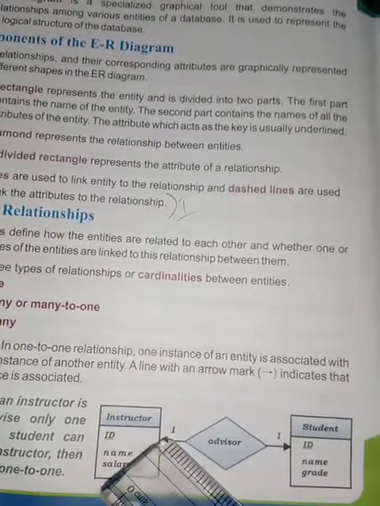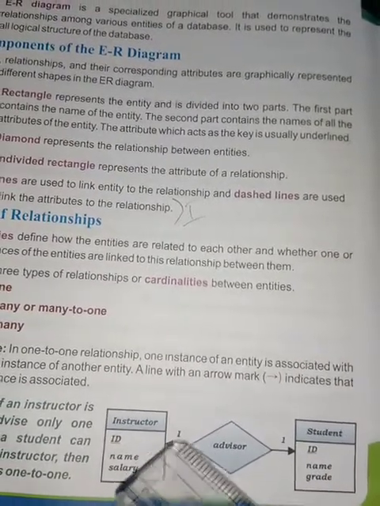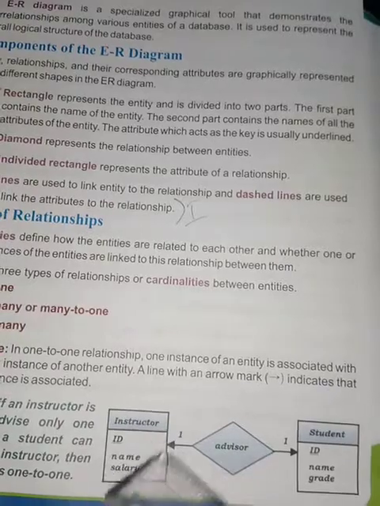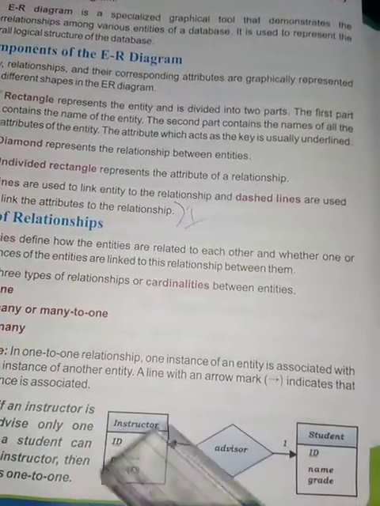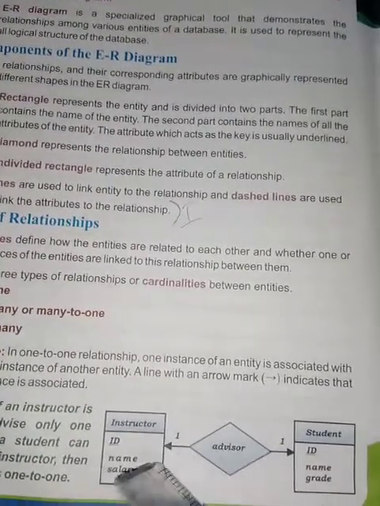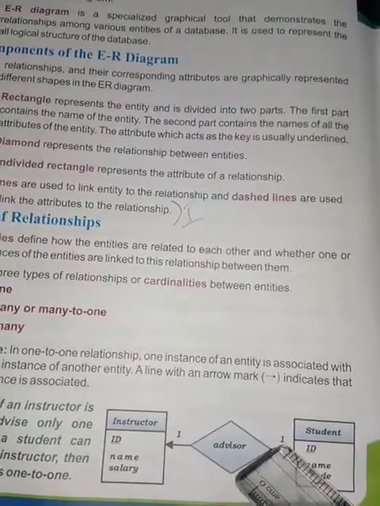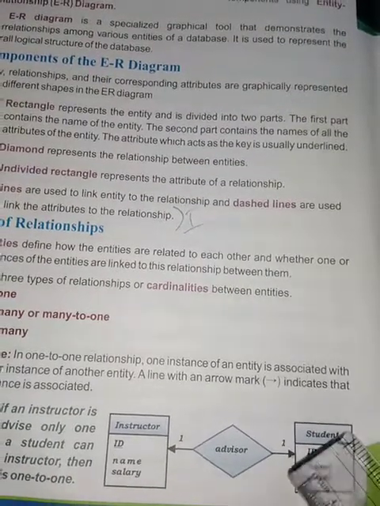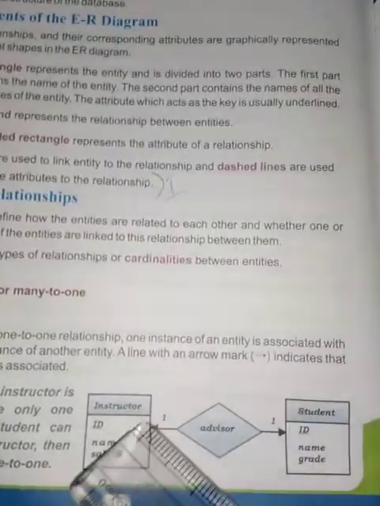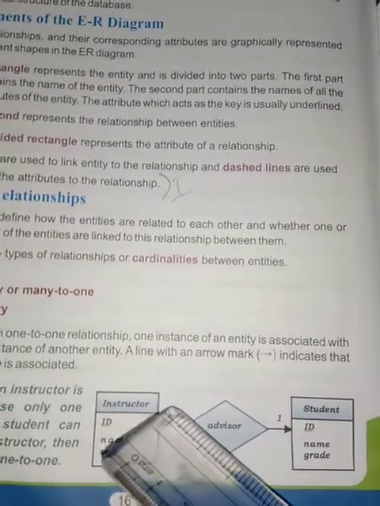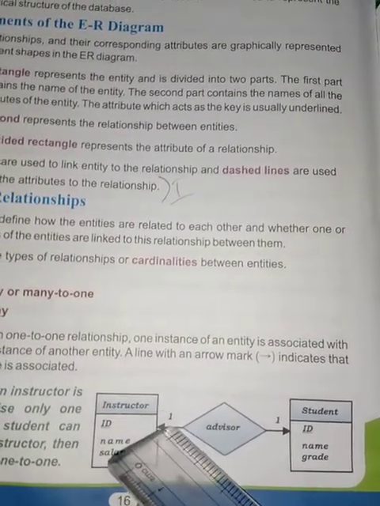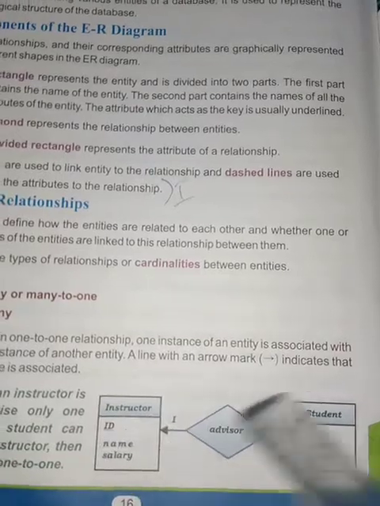This arrow mark, the line with an arrow mark, indicates that this entity is related to only one entity, and this entity is related to only one entity, student. You have to mention the cardinality on the arrow mark as 1 and 1.